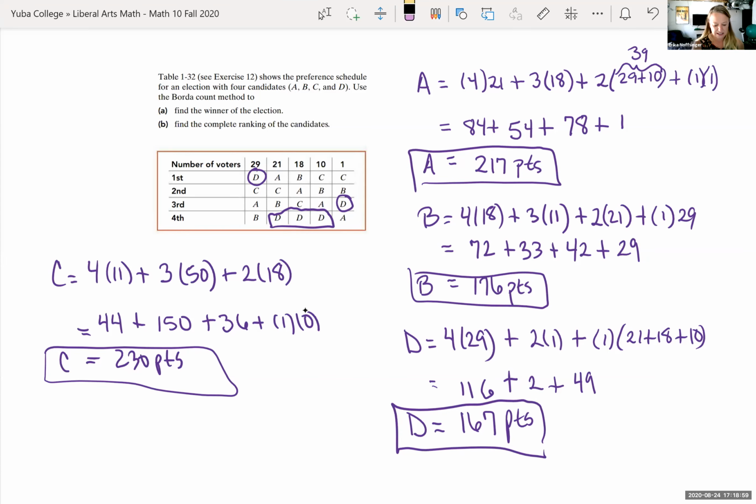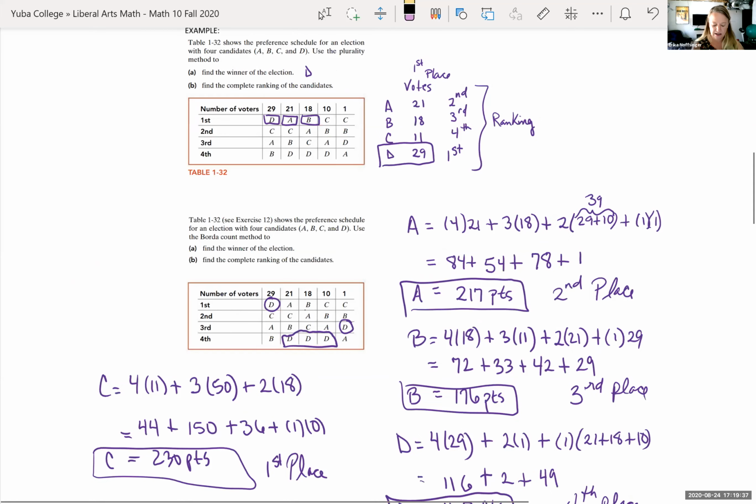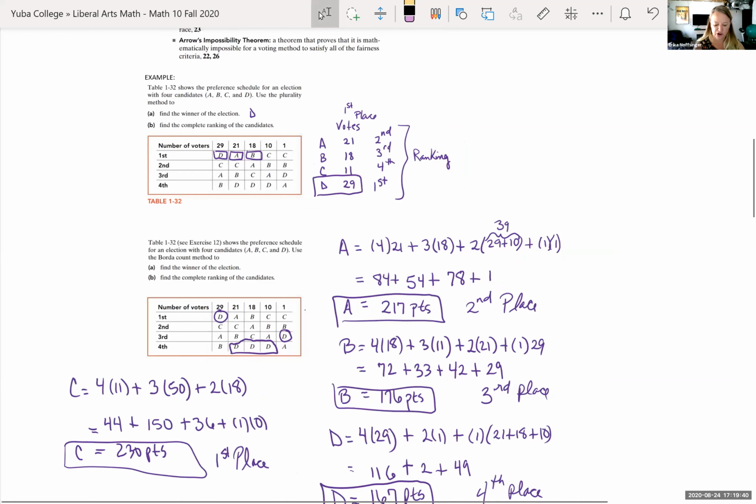Okay, so looking at this, C is first place. Then what do we have? We have A is second choice for second place, then B, and then D. Okay, so notice that we got a different candidate here than we did doing it by the plurality method.